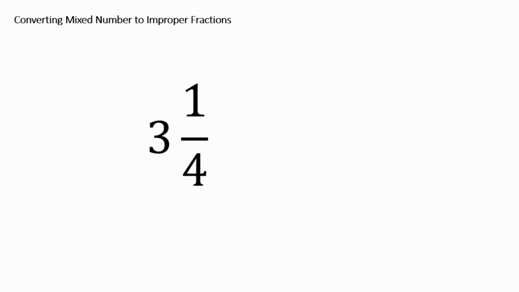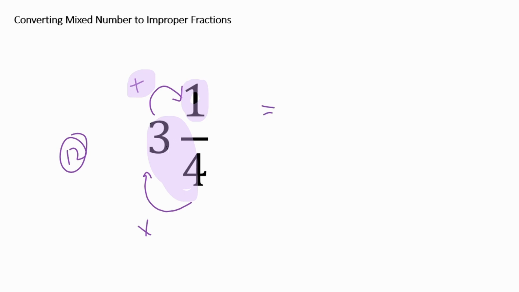So whenever we are converting a mixed number into an improper fraction, we first have to multiply the denominator by the whole number and then add on the numerator. So in this case, we are going to multiply 3 and 4 and then add on the numerator, which is 1. So 3 times 4 is 12. And then if we add on the 1, it gives us 13. So our numerator will be 13. And the denominator always remains the same as the mixed fraction. So we will keep it as 4. So let's look at a few examples.